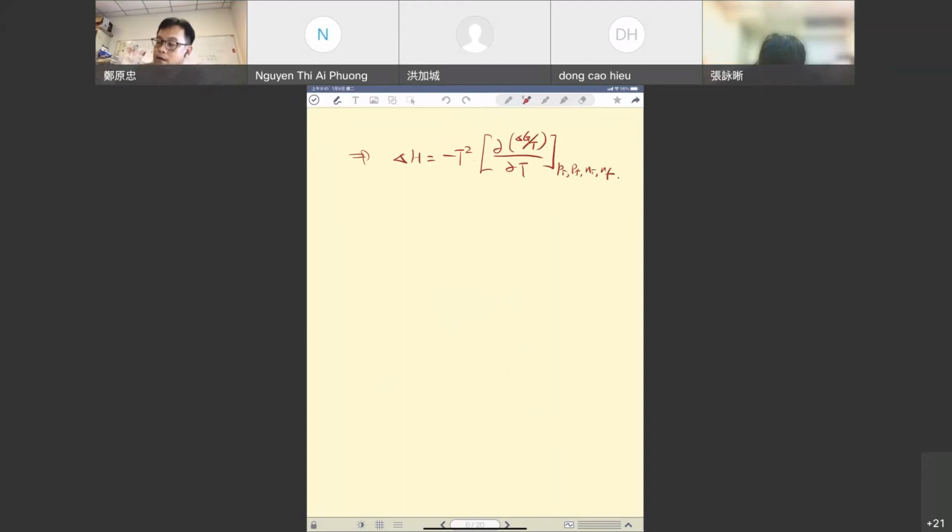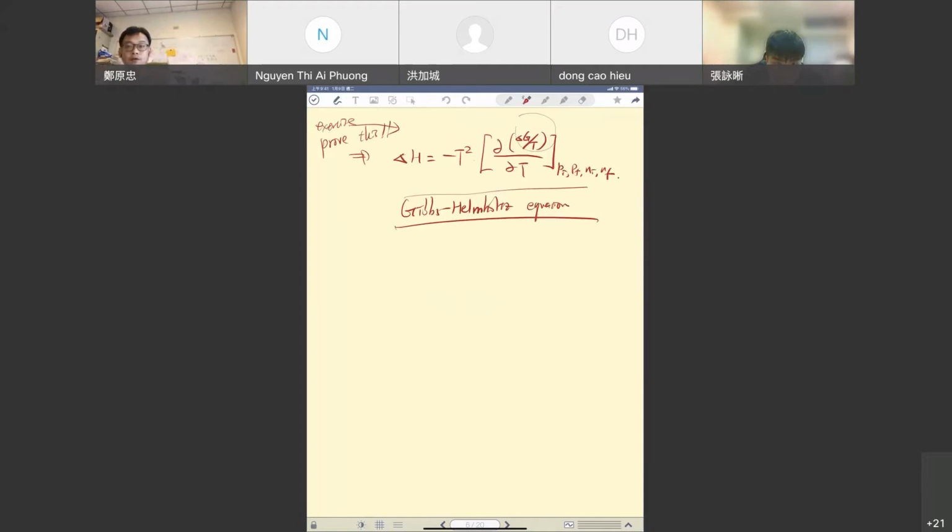So, exercise: try to prove this, actually to show this equation and the previous equation here are the same. You can take the derivative here and use the chain rule. It's very easy to confirm this result. So this is the so-called Gibbs-Helmholtz equation.